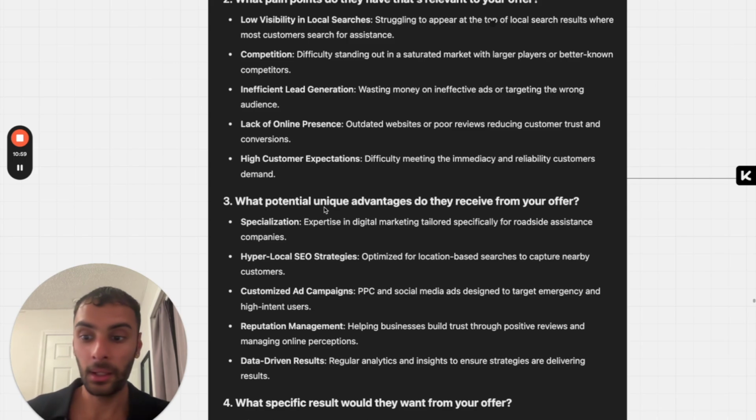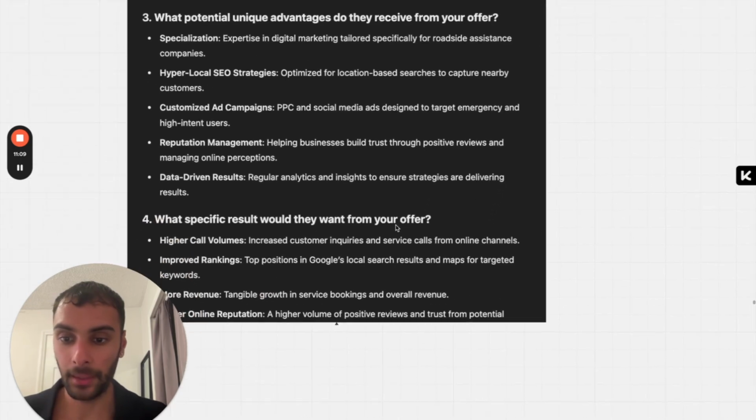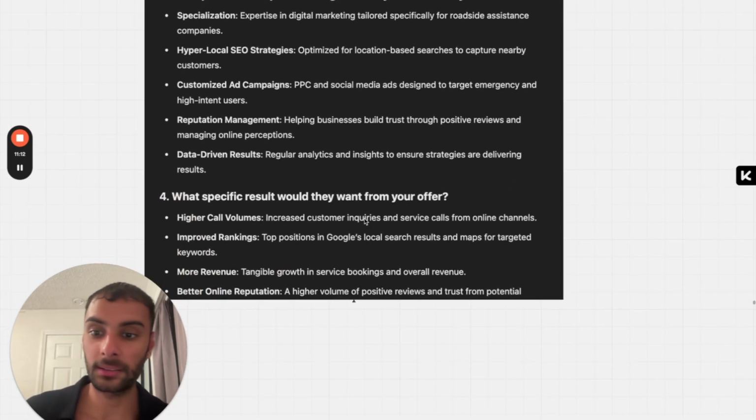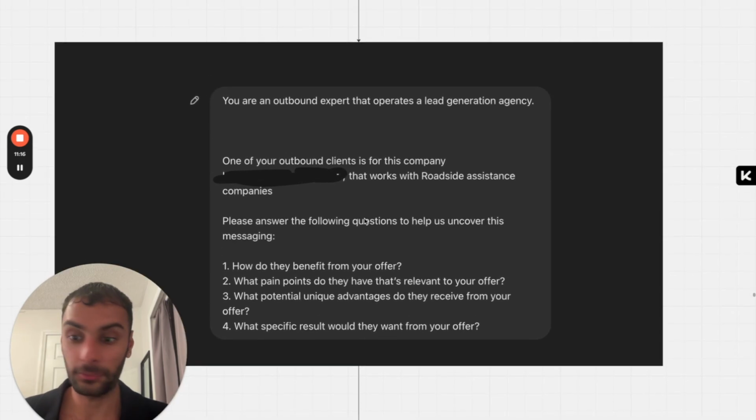So for example, if you are, let's say, an SEO agency, which this client was, how will they stand out? How are they different than every other SEO agency in the market, right? And then what specific end result do they want? This is really good for the offer itself, right? So this prompt or this thing itself is fantastic, right?